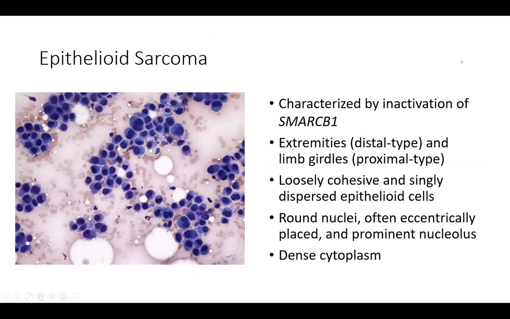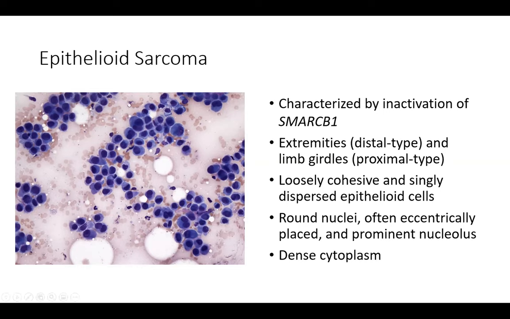So epithelioid sarcomas are characterized by inactivation of the SMARCB1 gene. And these will typically arise in the extremities of younger patients, particularly for the morphologic distal type, or in the limb girdles of older patients in the so-called proximal type variant.